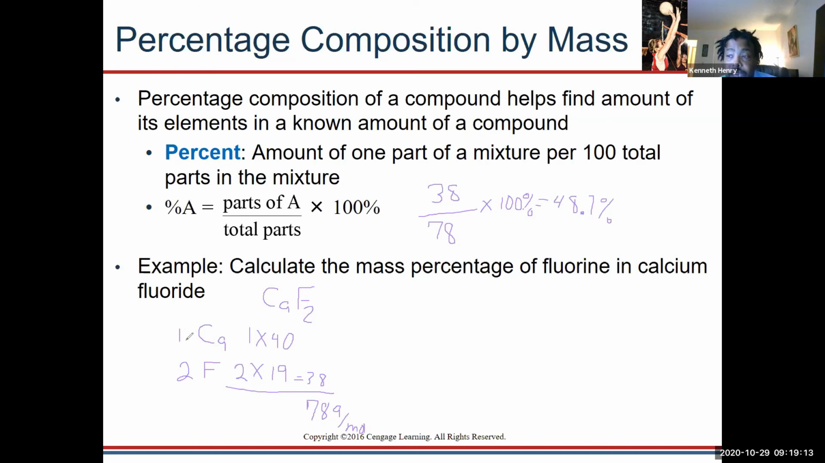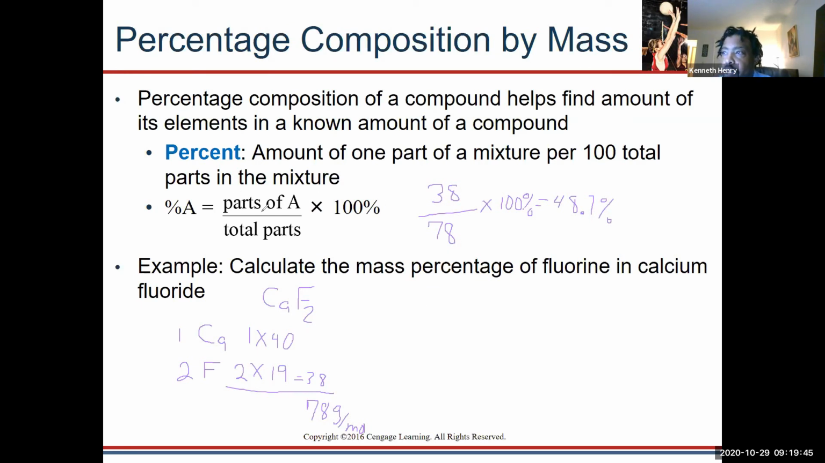Okay, so we know that calcium weighs 40 grams per mole. And we know that the fluorides, each one weighs 19 grams per mole. Are we good there? Okay. So now our total mass is 78.